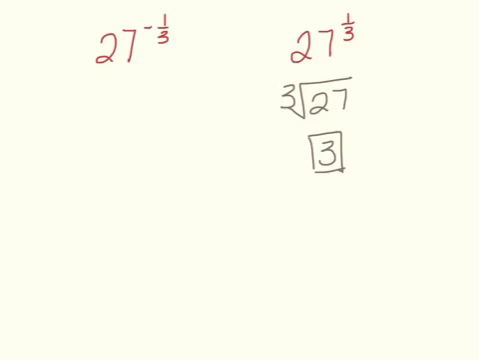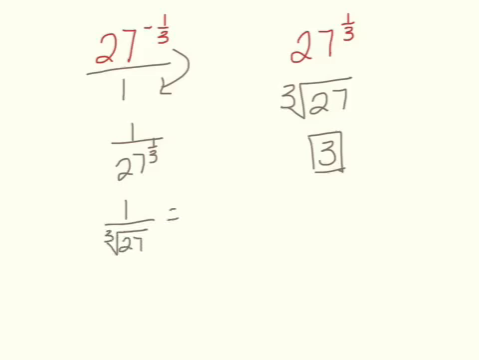So what I'm going to have to do on the one on the left is make it a fraction and move this down here. So I have 1 over 27 to the 1/3 power. At that point, I can turn it into a root and the third root. And my final answer here is 1/3.